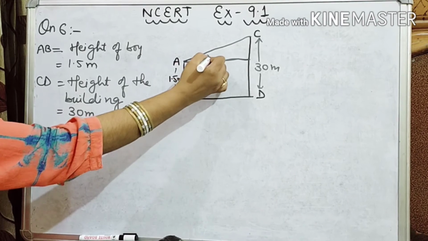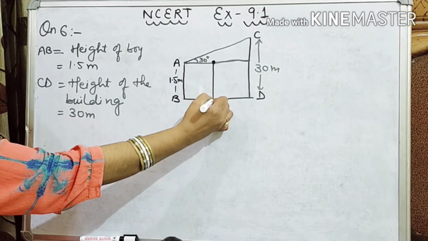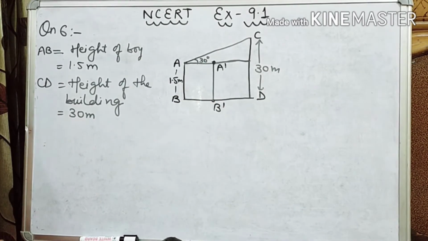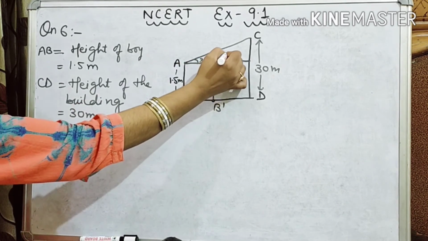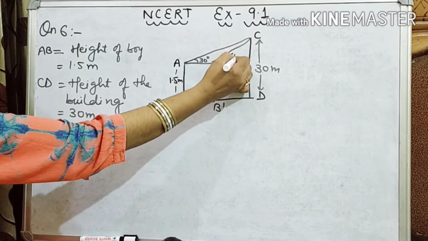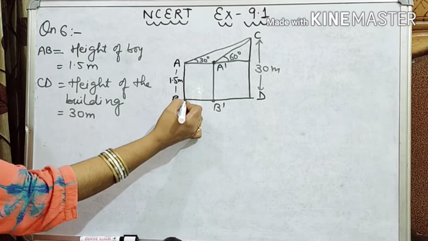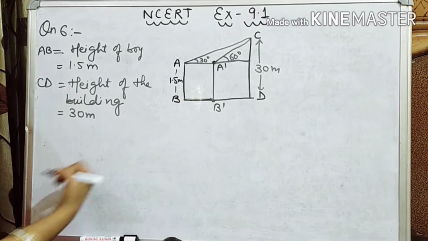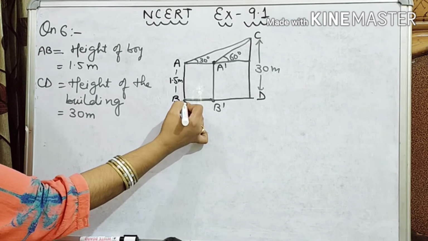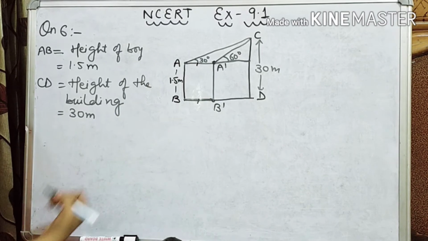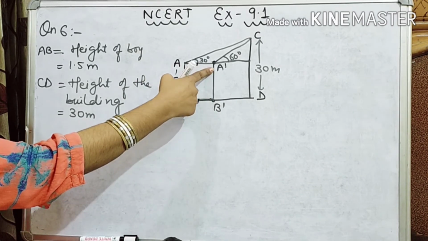Now let's say the boy will reach this point, and let us say the points are A dash and B dash. Now if he is observing the point C again, the angle of elevation will be 60 degrees. This is according to the question. And what we have to find out? We have to find out the distance covered by the boy. That means we have to find out B B dash, or because BB dash is equal to AA dash, we have to find out AA dash.